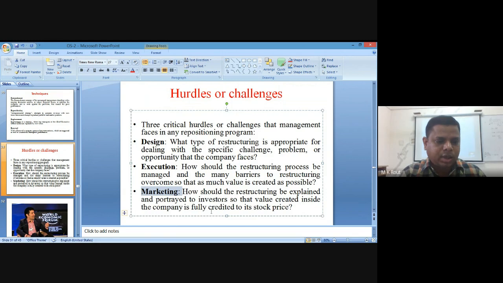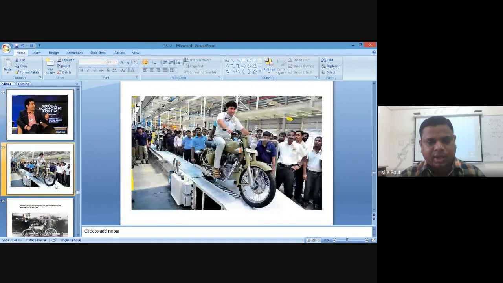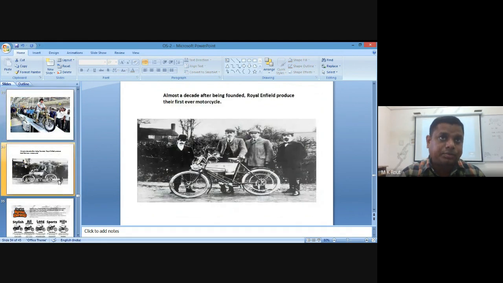Moving to the next one, he himself was involved in manufacturing. This is an image of the Chennai plant where he himself was involved in production activities. If you go to the next part, this is the first image of Royal Enfield from 1901. It is about a decade after being founded by the Royal Enfield procedure. It is the first ever motorcycle in England.